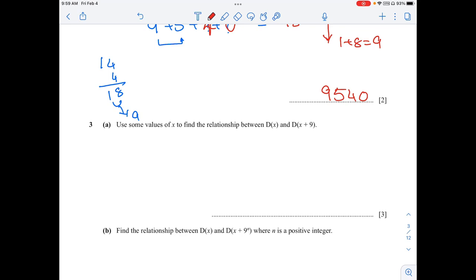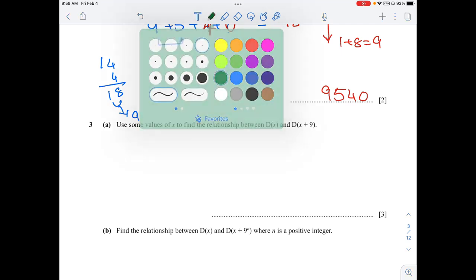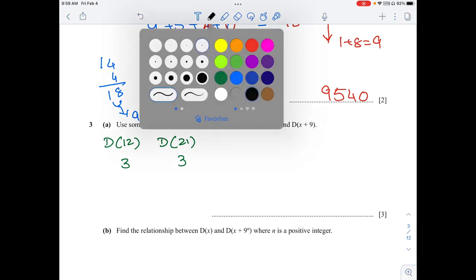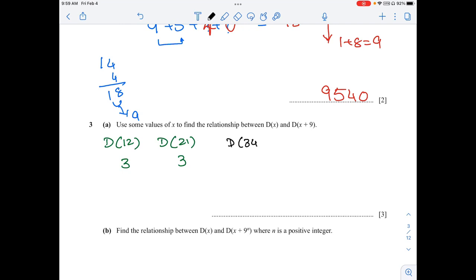Use some values of x to find the relationship between digital root of x and digital root of x plus 9. I take one example: digital root of 12, which is 3. Digital root of 12 plus 9 is 21, which is also 3. One more example: digital root of 34 is 7. 34 plus 9 is 43. Its digital root is also 7. So what is the relationship we were able to get? Digital root of x is equal to digital root of x plus 9.